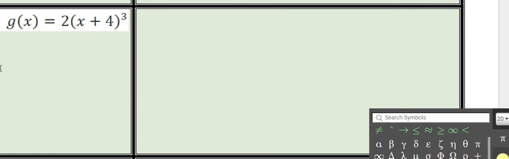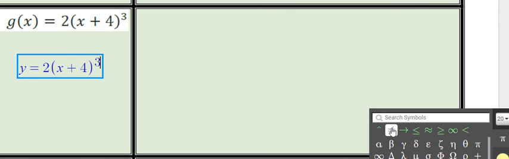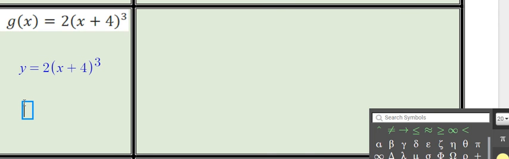So the first part, very straightforward. We do just like we do with all the other functions. We change our g of x in this case to y. So y equals 2 times the quantity x plus 4 cubed. So nothing tricky there. X and y trade places, nothing tricky there either, right? Suddenly it becomes x equals 2 times the quantity y plus 4 cubed.